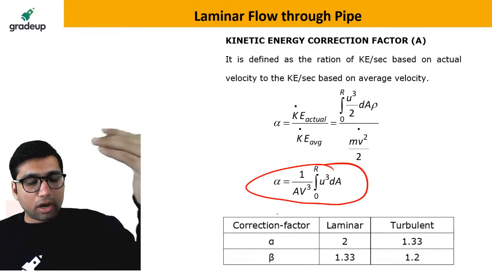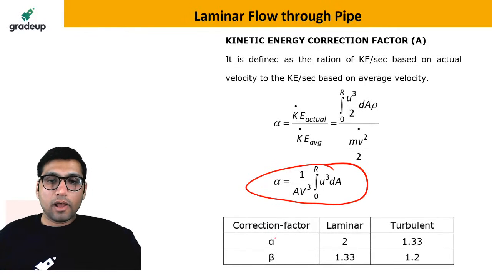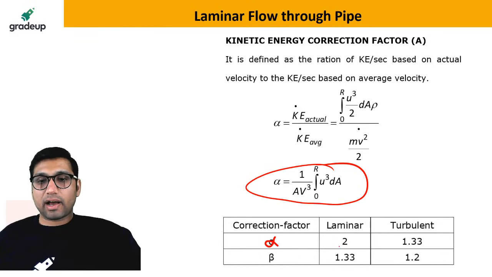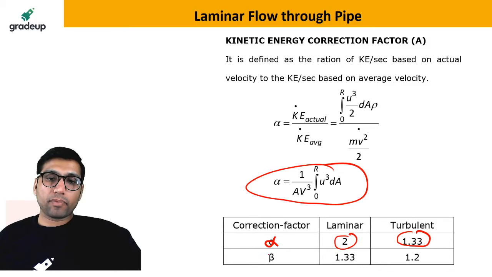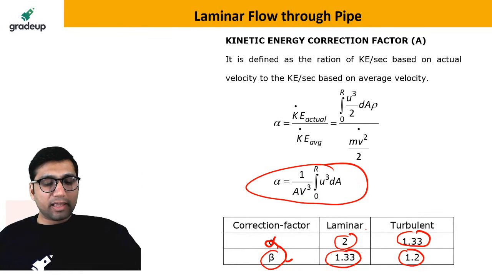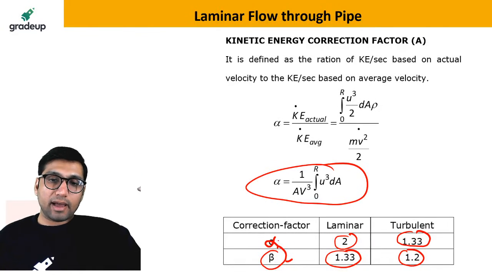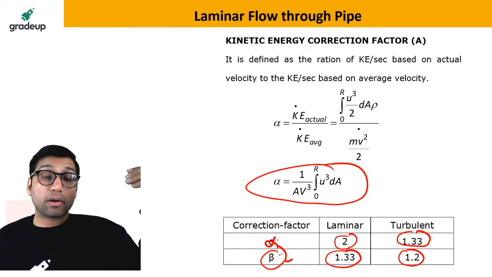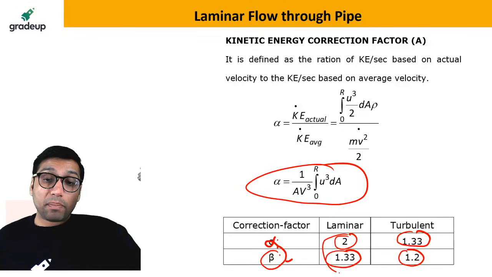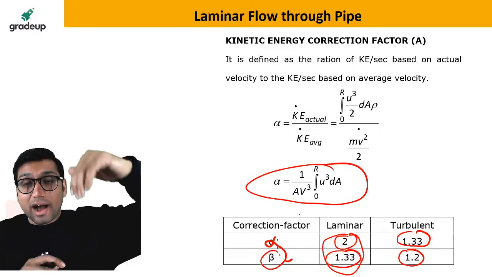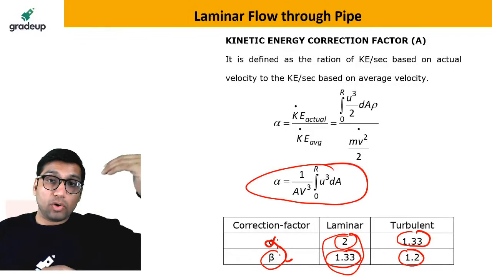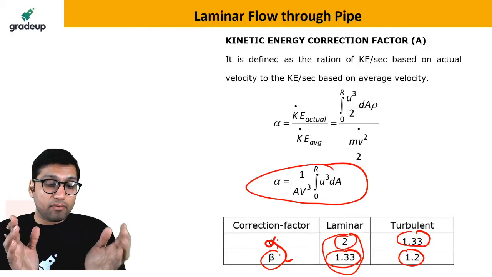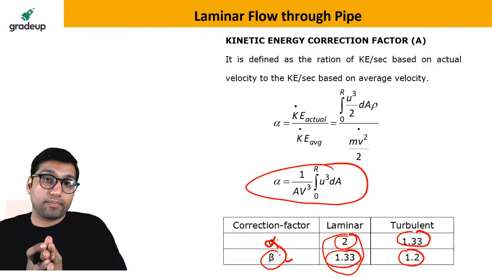But directly, the value of the kinetic energy correction factor alpha is equal to 2 for laminar flow and 1.33 for turbulent flow. The momentum correction factor beta is equal to 1.33 for laminar flow and 1.2 for turbulent flow. You must be thinking, why are the values of alpha and beta for laminar flow higher? Because there is a very high difference between the local and average velocity, a very high variation in laminar flow. Why?